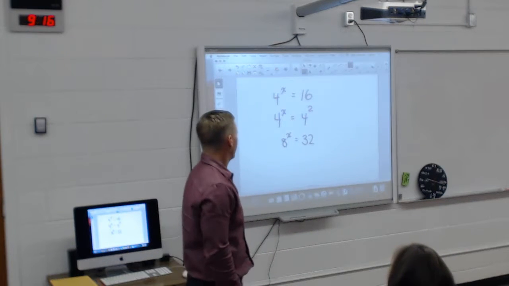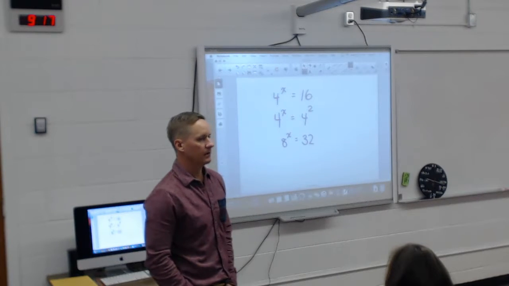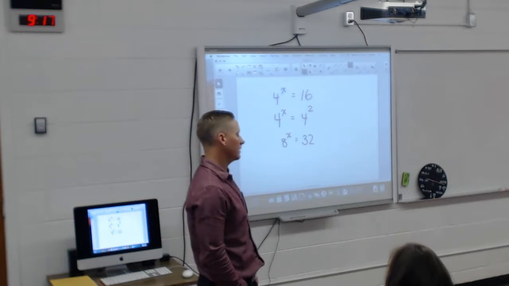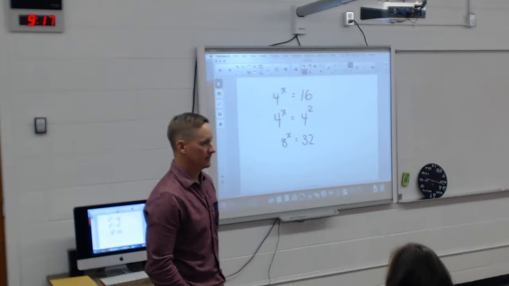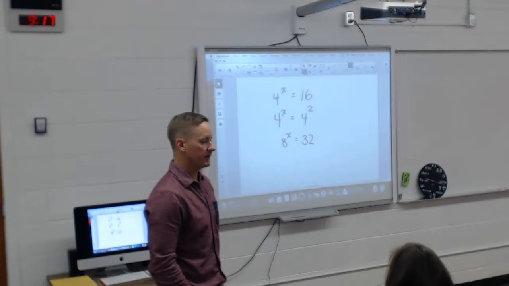8 to the x is equal to 32. Okay? What does x equal? 1/2. Or no, -1. -1? No, -2. Okay, -2 is a guess. Anybody else have a guess?